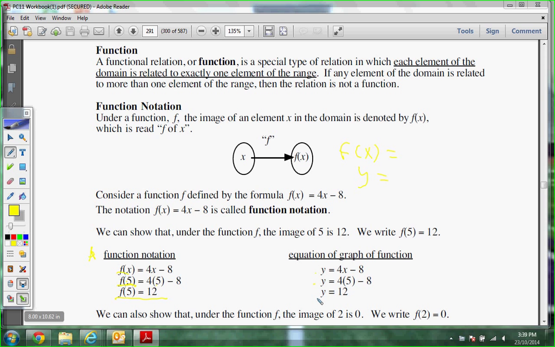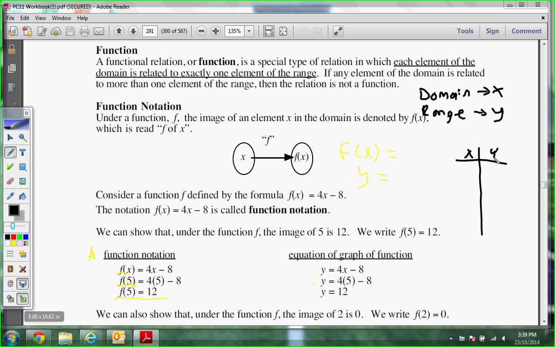Okay, and then real quick too, let's talk about what a function is. A function is when each element of the domain is related to exactly one element of the range. Well, what the heck is domain and range? Domain is your x, range is your y. So if I have a graph, I have a table of x's and y's, right? What this means is that every x can only go to one y.